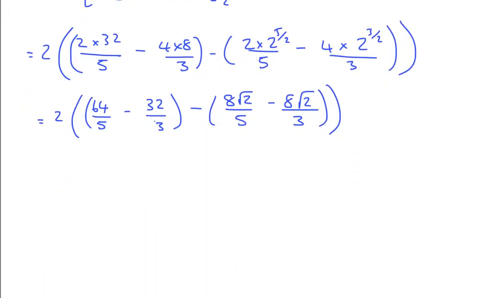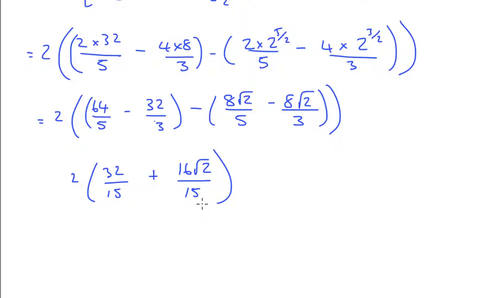We can work out 64 over 5 minus 32 over 3. That's 32 over 15. And I'll just do that on the calculator, 8 root 2 over 5 minus 8 root 2 over 3. That's minus, so this is going to become a plus 16 root 2 over 15.